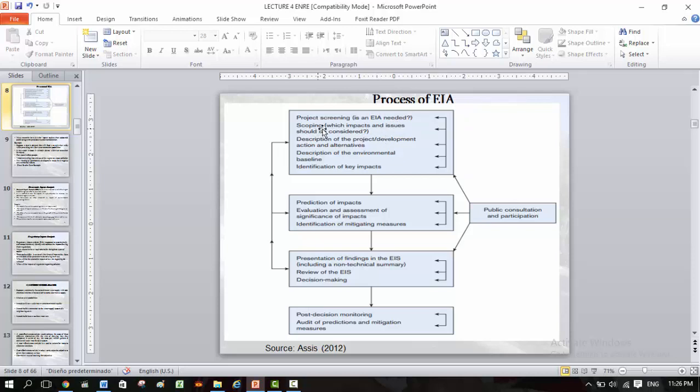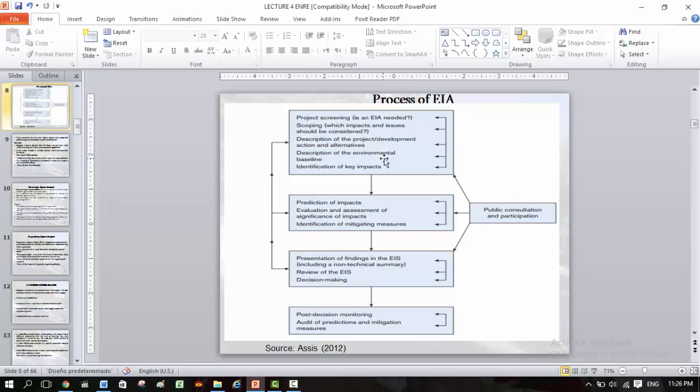Then we move toward the scoping, which means what is its scope, which impacts and issues should be considered, whether we should concentrate on environment, whether we should concentrate on the other aspects of the effects as well. Description of the project, development action and alternatives, that is, what is the project and what actions will be undertaken, and if there are certain serious environmental impacts, then what should be the alternatives?